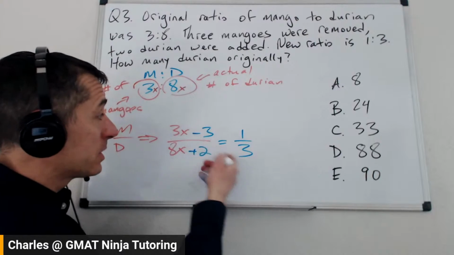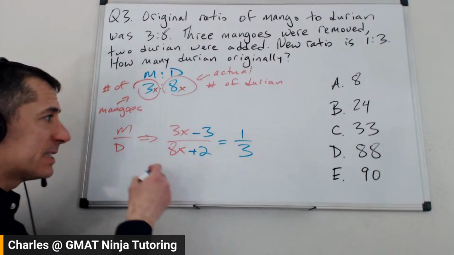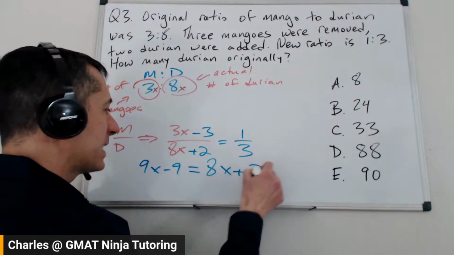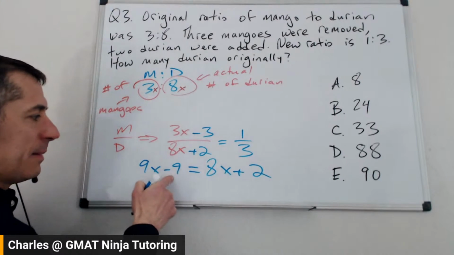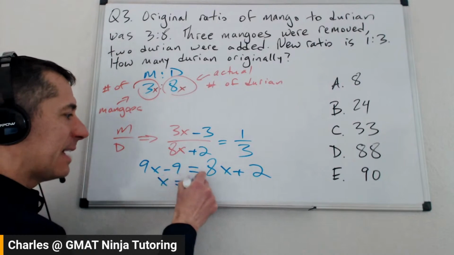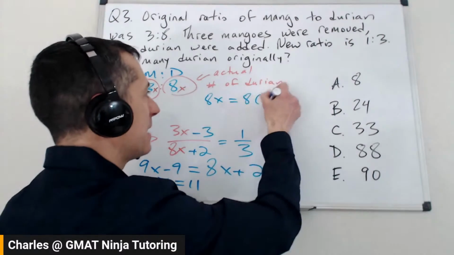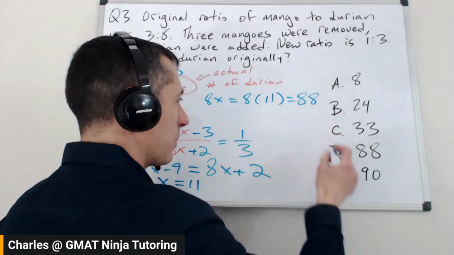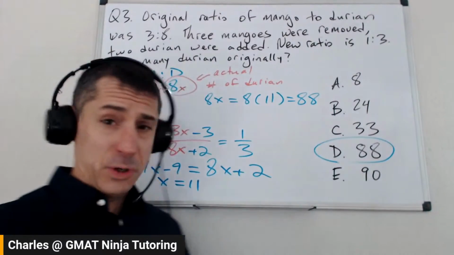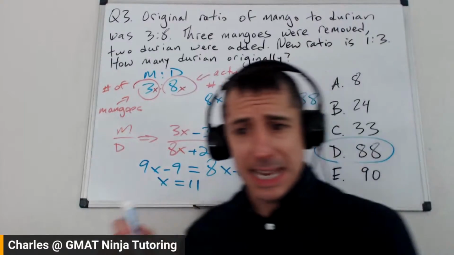All we got to do is cross multiply 3 times this thing, 8x plus 2 over on the other side. We get 9x minus 9 equals 8x plus 2. I'm going to add the 9 on both sides and subtract the 8x, and we just get that x is 11. So what's 8x? 8x is equal to 8 times 11, and we started with 88. Delicious, fragrant. It's the Valentine's fruit. Smells magnificent. And your final answer is 88.